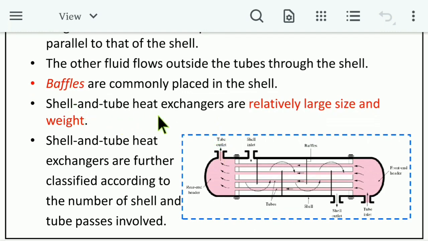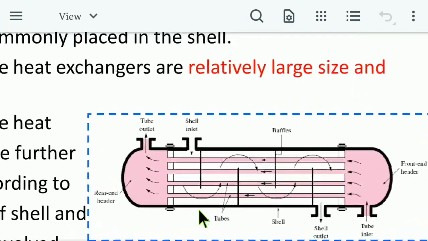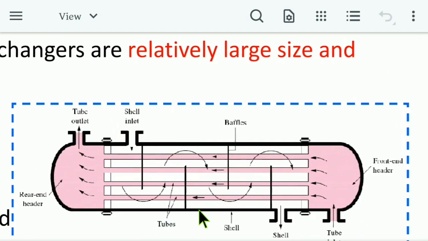Shell and tube heat exchangers are relatively large in size and weight. They are further classified according to the number of shell and tube passes involved. There is a figure of a shell and tube heat exchanger.